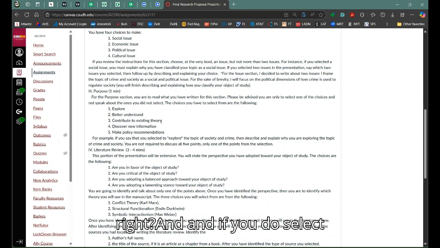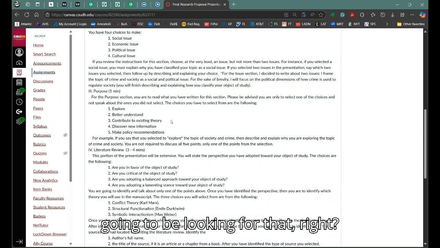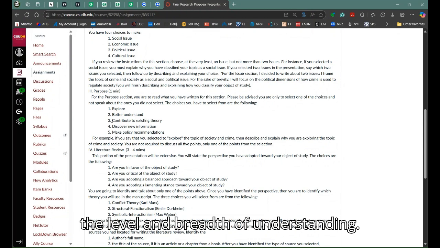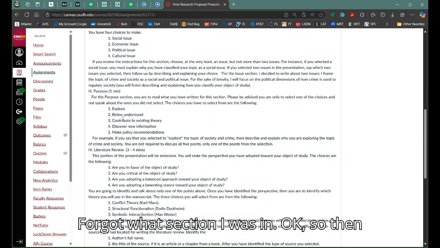If you do select this particular phrase, I am going to be looking for that, because you're telling the reader your level of engagement and the breadth of understanding when you select this one, or even the other four purposes. Sorry about that, I forgot what section it was in.